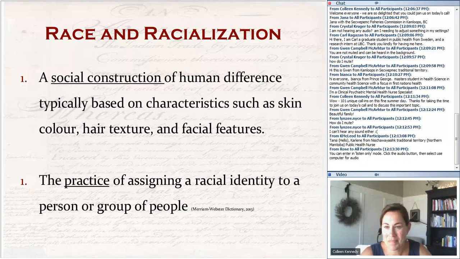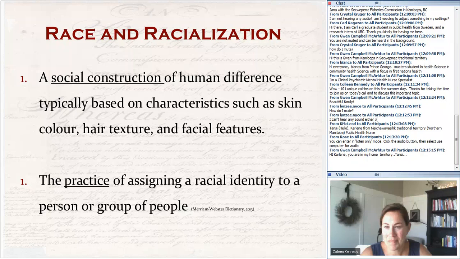This concept of racialization is also important. If we know that race is a social construction, not an actual biological thing, then when we racialize, we assign a racial category to people or groups of people. This can also include the internalization of racialization. Most of us who have accepted this notion of race have also accepted a racial identity. So not only do we racialize other people, but we racialize ourselves.